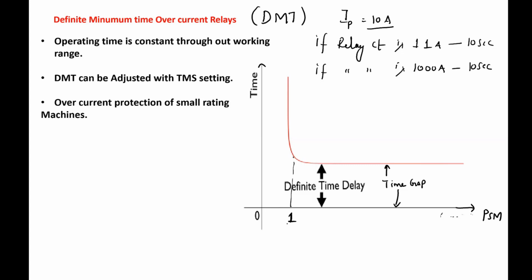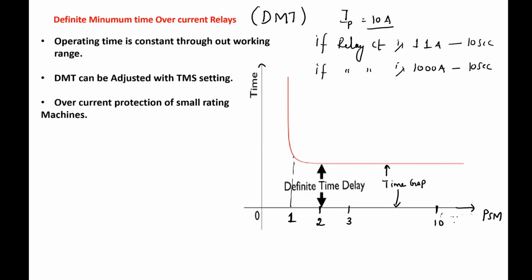Here you can observe PSM equal to 1 means the relay is on the verge of operation. So PSM equal to 2 means the fault current is 2 times the pickup current. That is the meaning, right? PSM equal to 3 means the fault current is triple the pickup current. PSM equal to 10 means what? The fault current is 10 times the pickup current. So as PSM increases, the severity of fault increases.